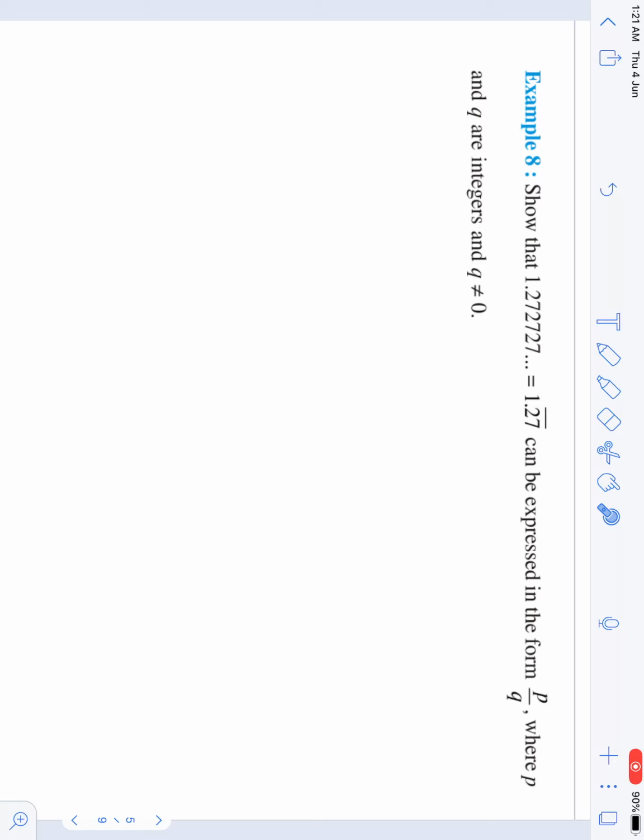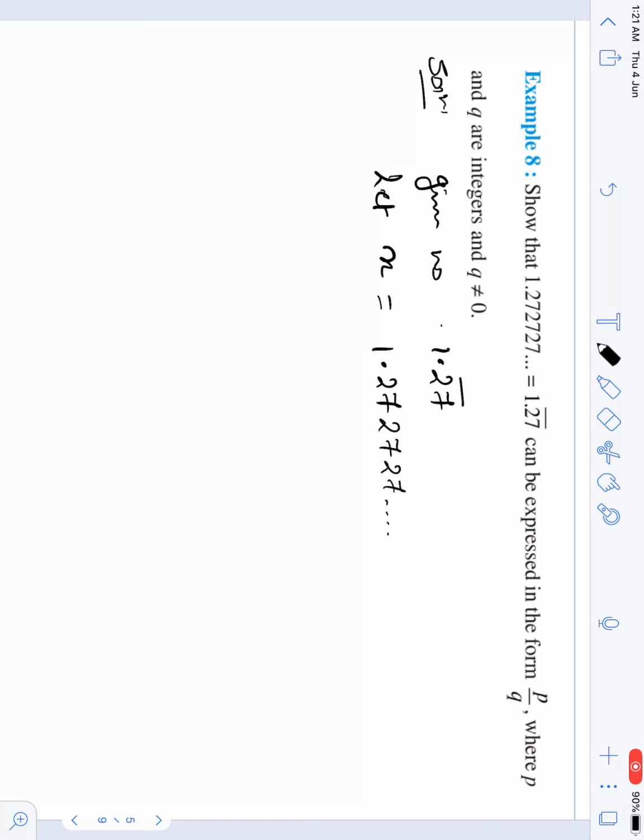Okay, so solution: the given number is 1.27 bar. So we have to consider, let x equal 1.27 bar. Now as I told previously, this bar indicates that these digits are repeating again and again. For our convenience, we will write this pair, that is these two digits, at least 3 times, and then you can add some dots. Now this is our equation number 1.